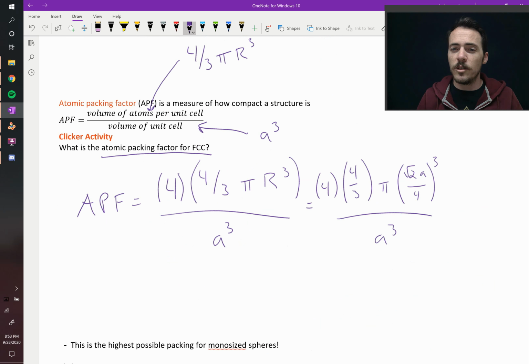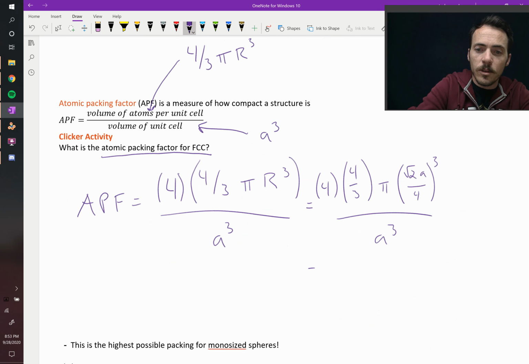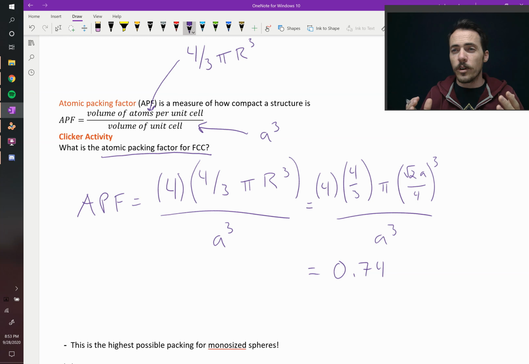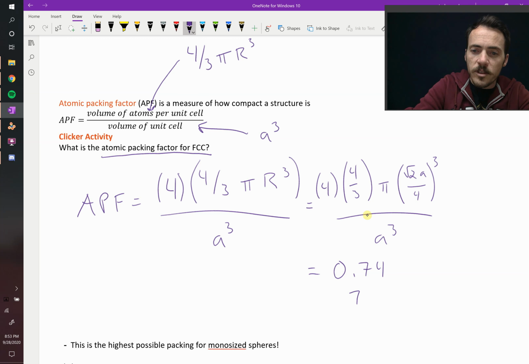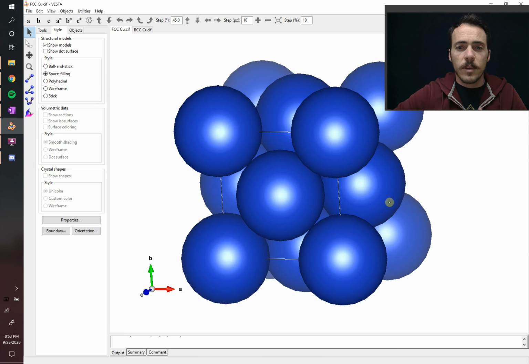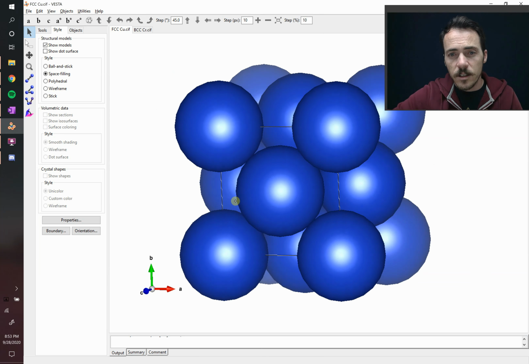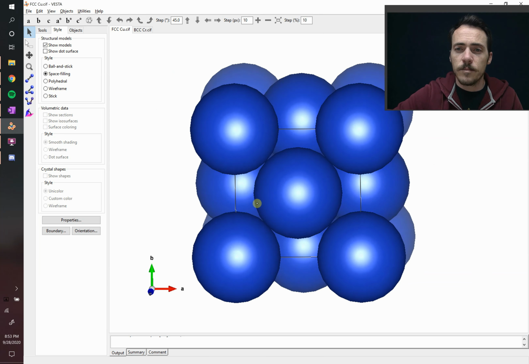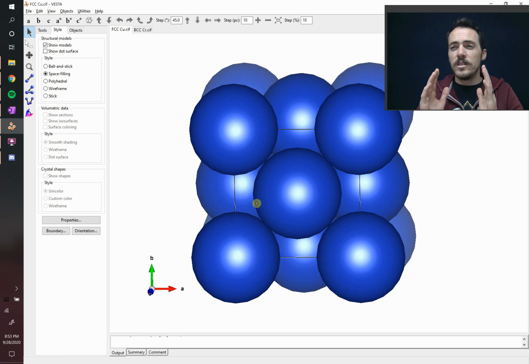When you punch this into a calculator, you'll find that it's equal to 0.74. Or in other words, 74%. 74% of this structure is filled up with atoms. About 26% is open space in this crystal structure. And this is actually the most dense that you can pack atoms that are all the same size. You can't pack it more dense than this. 74% is the maximum you can do.